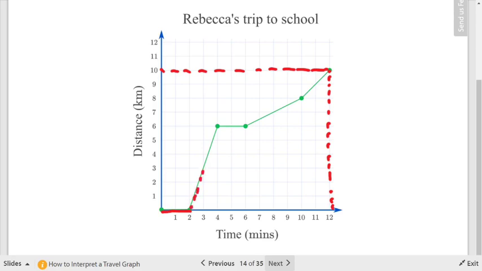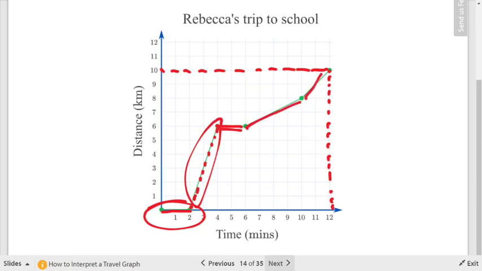Then, it's very fast there, right? For the next 2 minutes, she traveled 6 kilometers. So probably she wasn't walking. She was probably waiting in this flat area for the bus or somebody to pick her up and then traveling in a car, right? Then it's flat again. What does that mean? Stop and then continue on the journey.